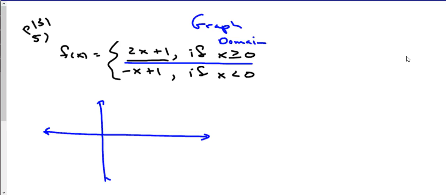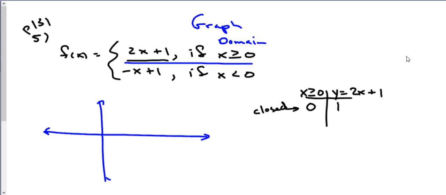To do so, I'm just going to create a table. And to graph a line, I need 2 points. Now for the first line, I'm only going to use x values which are greater than or equal to 0. To get the y values, I'm going to plug into 2x plus 1. So the first value I'm going to plug in is 0. When I plug in 0, this is going to be a closed point, a closed value.